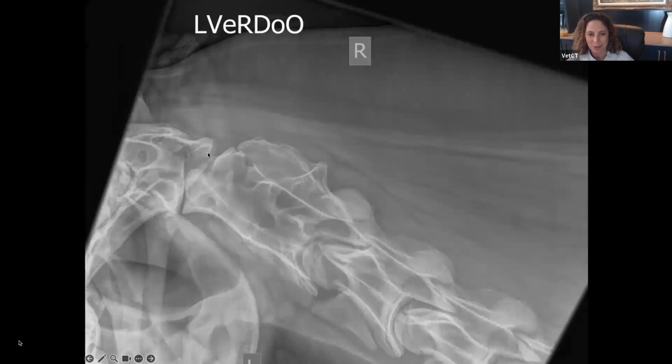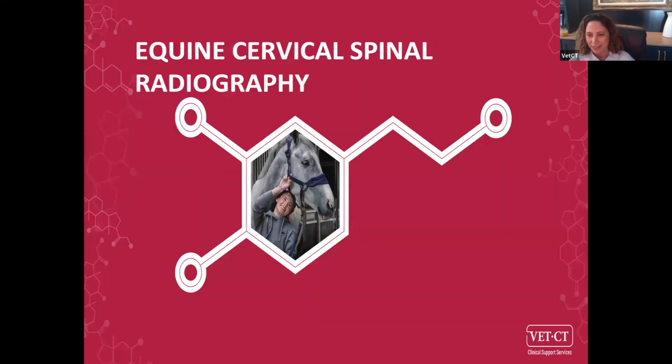Same thing, opposite oblique, the cranial aspect of C2 at the level of the dens. There's maybe a little nub in there, but not much. And again, we can see C1 fused with the back of the skull. So not a very common lesion, but an interesting one, and one worth recognizing if you ever come across it. And so with that, I'll go ahead and get started on equine cervical spinal radiography.